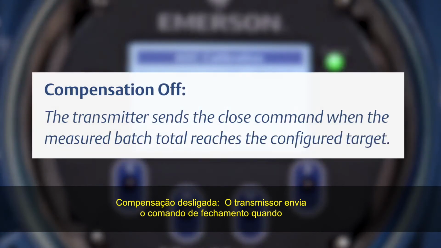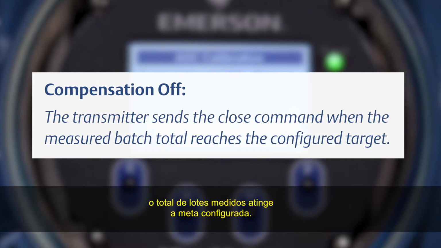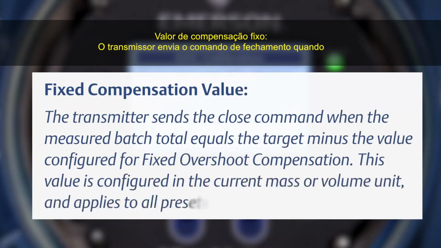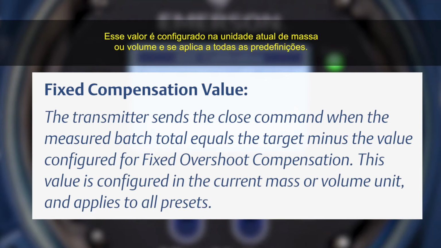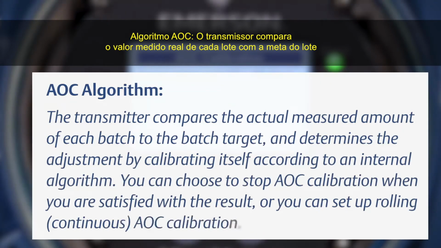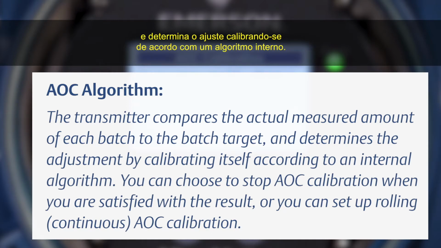Compensation off. The transmitter sends the close command when the measured batch total reaches the configured target. Fixed compensation value. The transmitter sends the close command when the measured batch total equals the target minus the value configured for fixed overshoot compensation. This value is configured in the current mass or volume unit and applies to all presets. AOC algorithm. The transmitter compares the actual measured amount of each batch to the batch target and determines the adjustment by calibrating itself according to an internal algorithm.